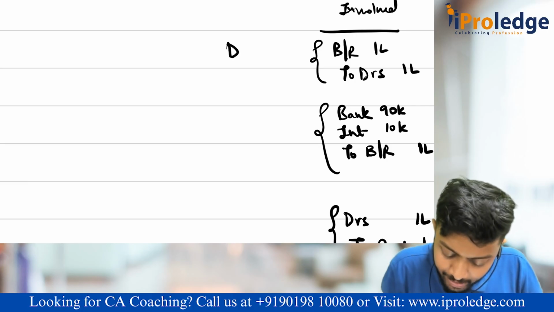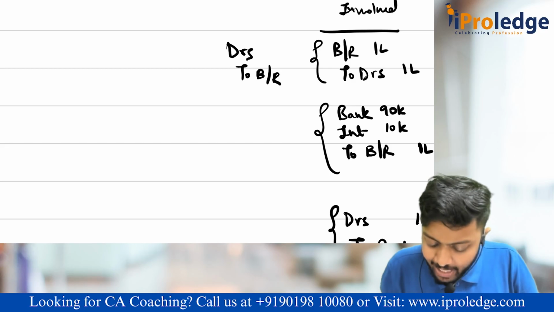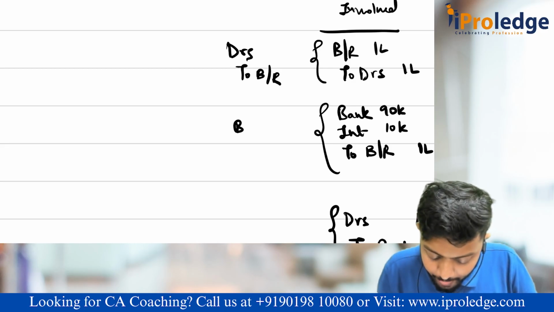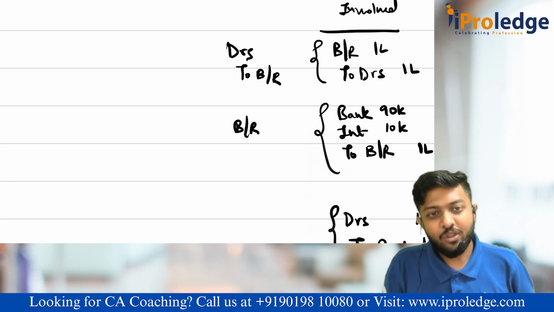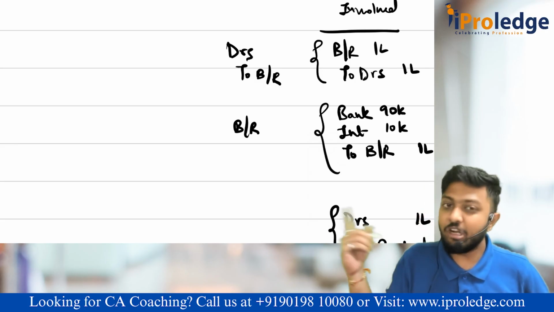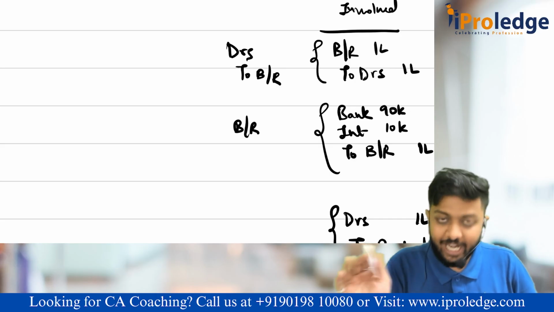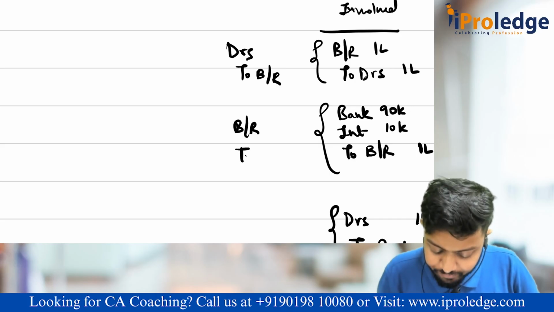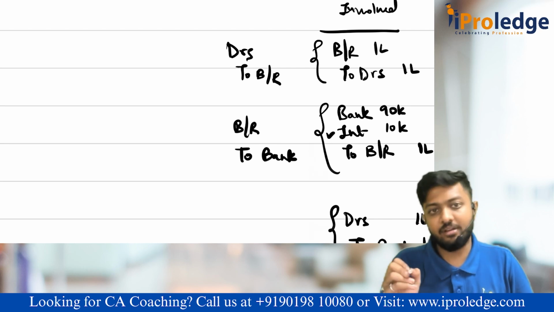If you reverse, BR to debtors will become debtors to BR. Here, bank interest to BR will become BR. Wait, interest is not credited again? No. Though I have received 90,000, I am paying to bank 1 lakh only. That means the 10,000 interest I am however incurring, so I will not reverse that. So BR to bank I will do. Interest, however, I have incurred, so I am not reversing.